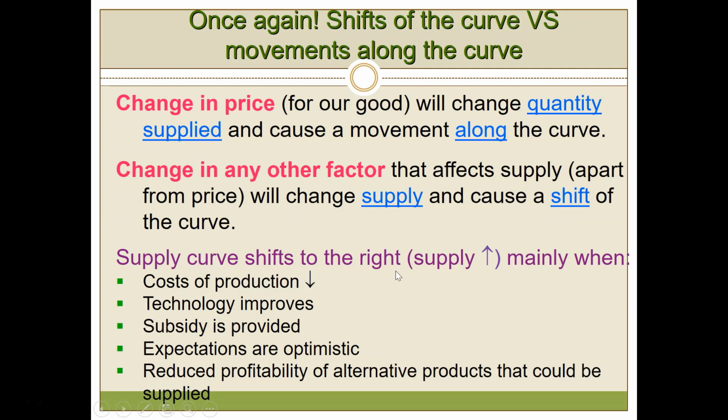The supply curve can shift to the right, for example, which means that supply increases when cost of production drops, or when technology improves, or when a subsidy is provided, or when expectations are optimistic, or alternative products are less profitable now. Let me just explain the expectations element a little bit. Both consumers and producers tend to be affected by expectations of future events. For example, let me just give you a current situation. If we expect to go into lockdown, this is likely to cause increasing demand for food items and hand sanitizers.